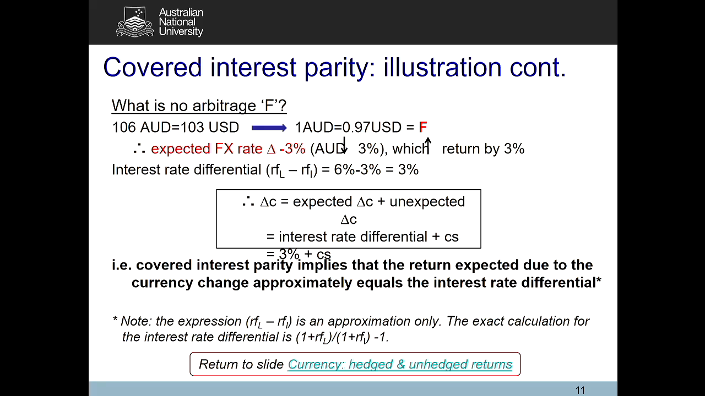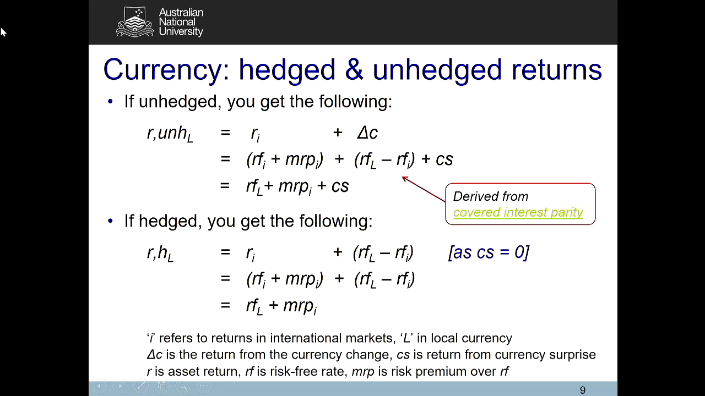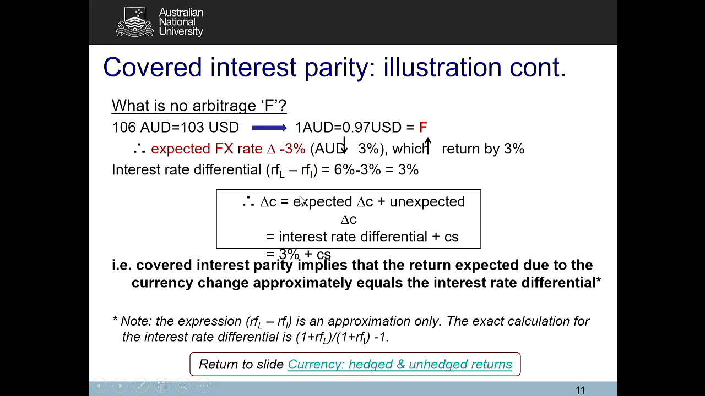If we're hedged, we're only going to be affected by the expected change in currency because that's the rate we lock in to exchange. So when we go back to this world where we're an unhedged investor, that return from the change in currency can be broken up into the expected return from the expected change in currency plus the return from the unexpected change in currency, and the expected change in currency return equals the interest rate differential, or 3% in this example, and then you add on the currency surprise. Right? The return from the unexpected change in currency is CS, the return from the currency surprise.